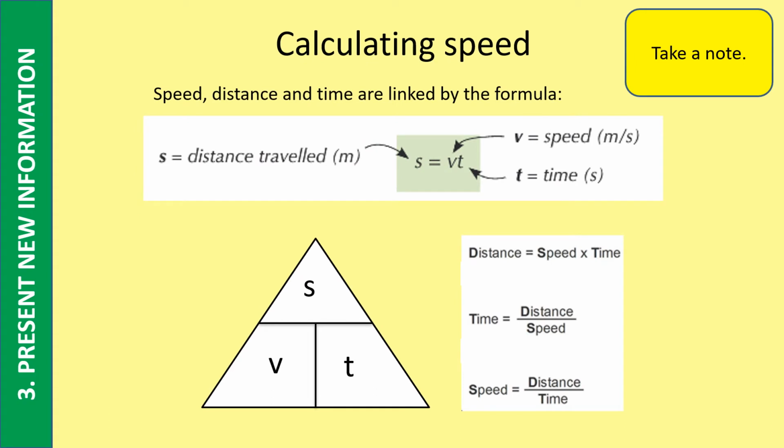There's a formula we can use to calculate speed. Speed equals the distance travelled divided by the time taken. Now there are a number of points you have to be careful with here. One, you're not given this equation, so you have to memorize it. Two, be careful of what the letters signify. In physics, s is the distance travelled, v is the speed, and t is the time.